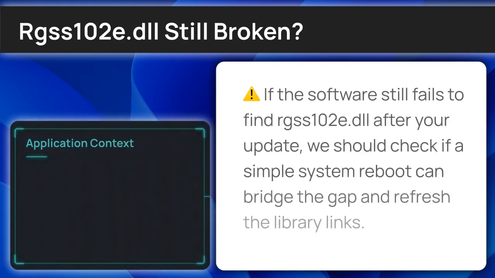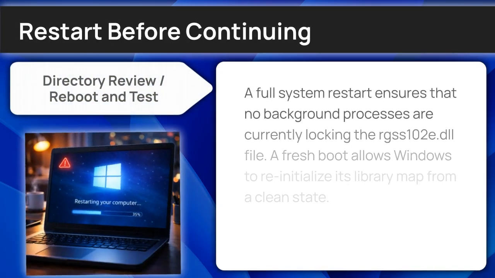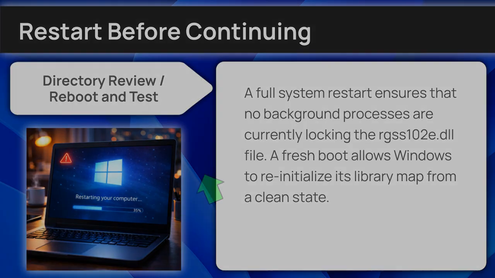If you're still finding yourself stuck after the reinstall, our next priority is to check for any active blocks in the system path. A system reboot is a reliable way to clear away zombie processes that might be interfering with the Rgss102e. It's a low-impact step that ensures your operating system is starting with a synchronized environment.